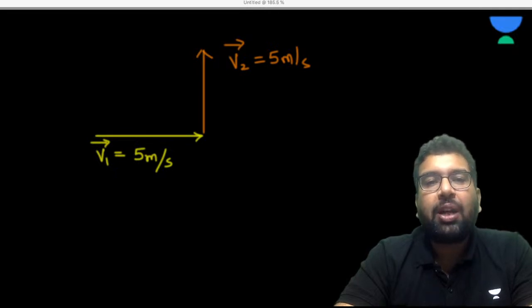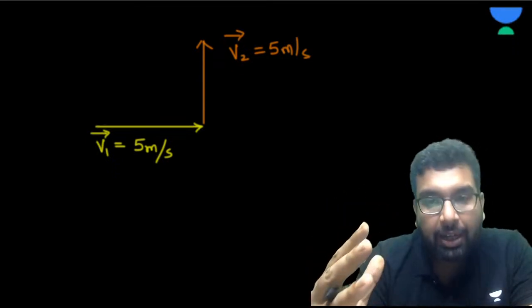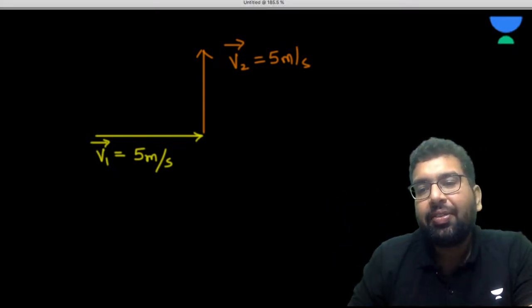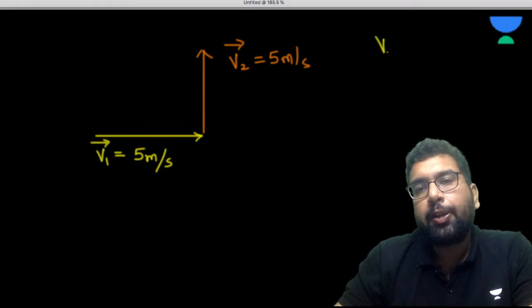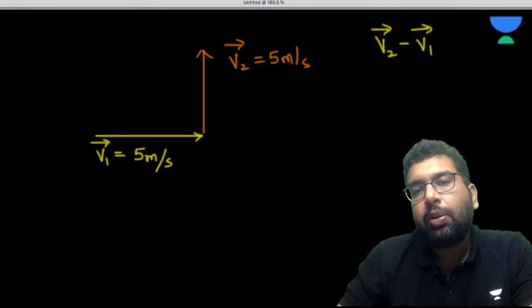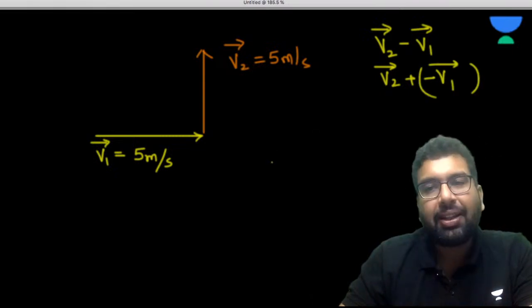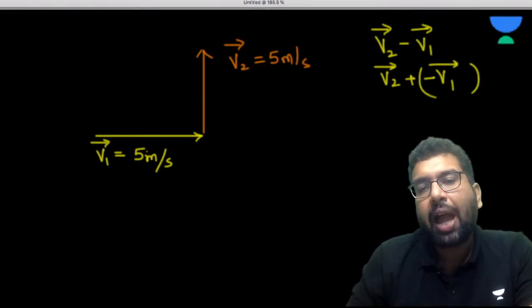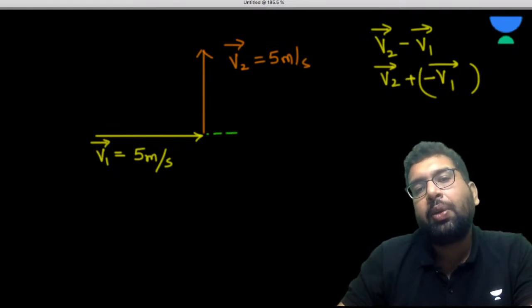In this, we do not have to calculate V2 vector. This is where you have to apply those concepts that you have learned. We need to do V2 vector minus V1 vector. That means we need to do V2 vector plus minus of V1 vector, isn't it? Are you getting this point? So basically, you have to reverse this. So you can use triangle, you can use parallelogram, whichever you want.